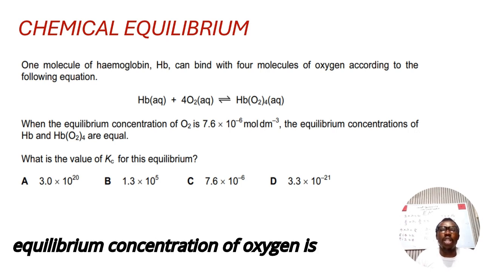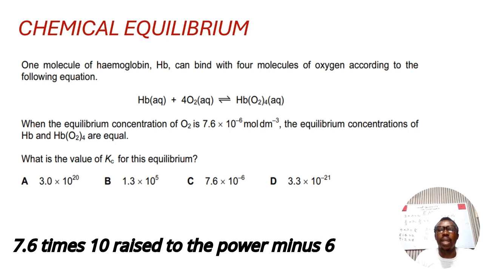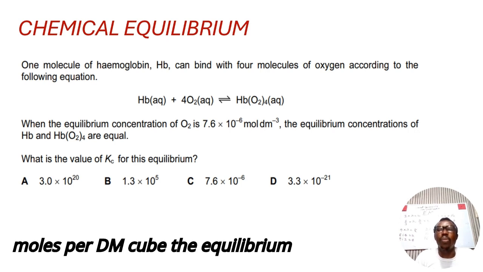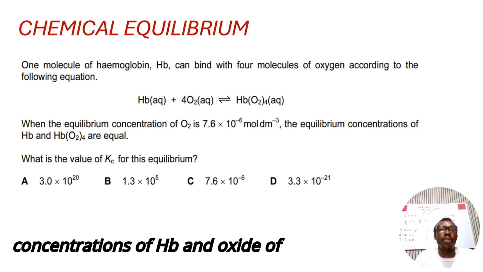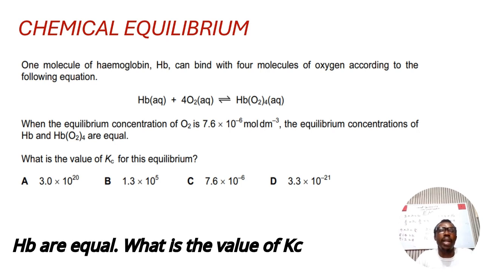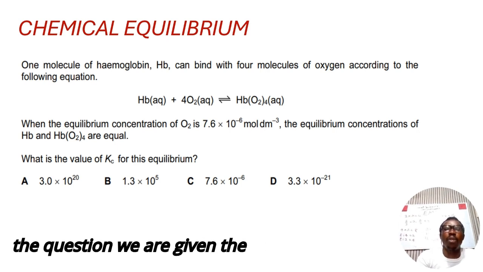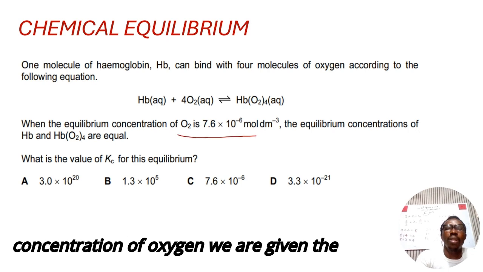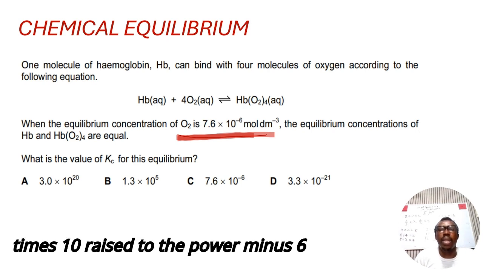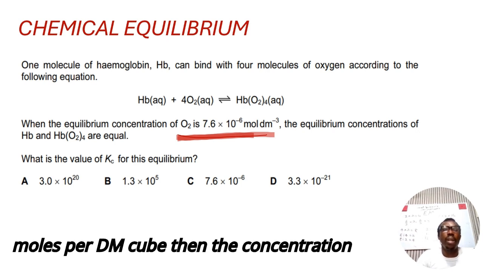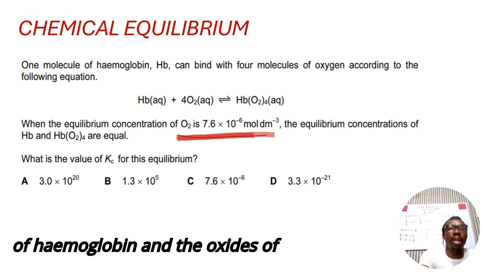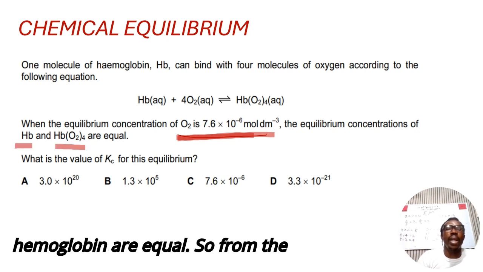When the equilibrium concentration of oxygen is 7.6 times 10 raised to the power minus 6 moles per dm cube, the equilibrium concentrations of Hb and oxide of Hb are equal. What is the value of Kc for this equilibrium? Kc is the equilibrium constant. Now, from the equation, we are given the concentration of oxygen, which is 7.6 times 10 raised to the power minus 6 moles per dm cube. Then the concentration of hemoglobin and the oxide of hemoglobin are equal.